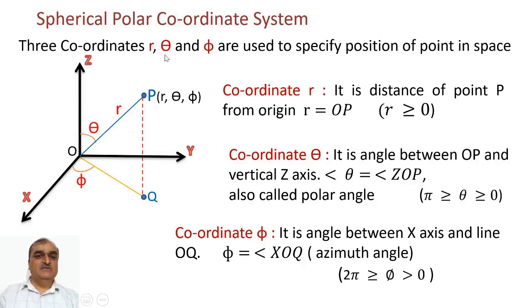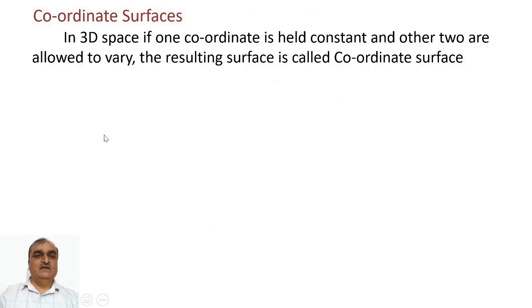In this way, the three coordinates used in the spherical polar coordinate system are r, theta, and phi. What is r? r is the distance of point P from the origin. What is theta? It is the angle made by line OP with the z axis. And what is phi? It is the angle made by OQ with the x axis, where OQ is the projection of OP on the xy plane. Then the next topic, coordinate surfaces.